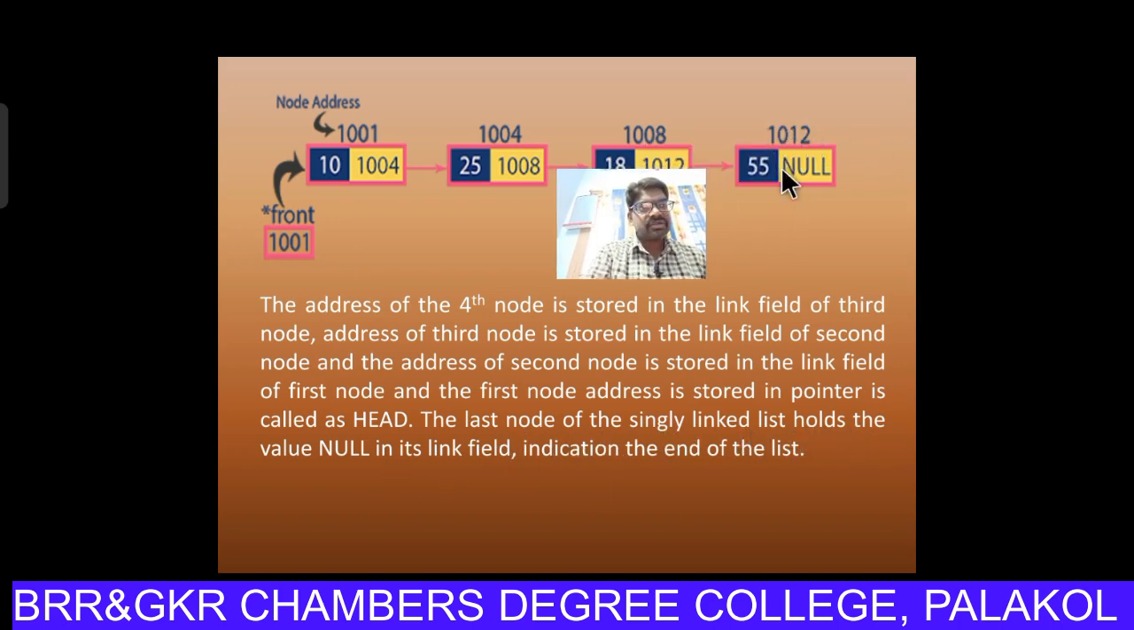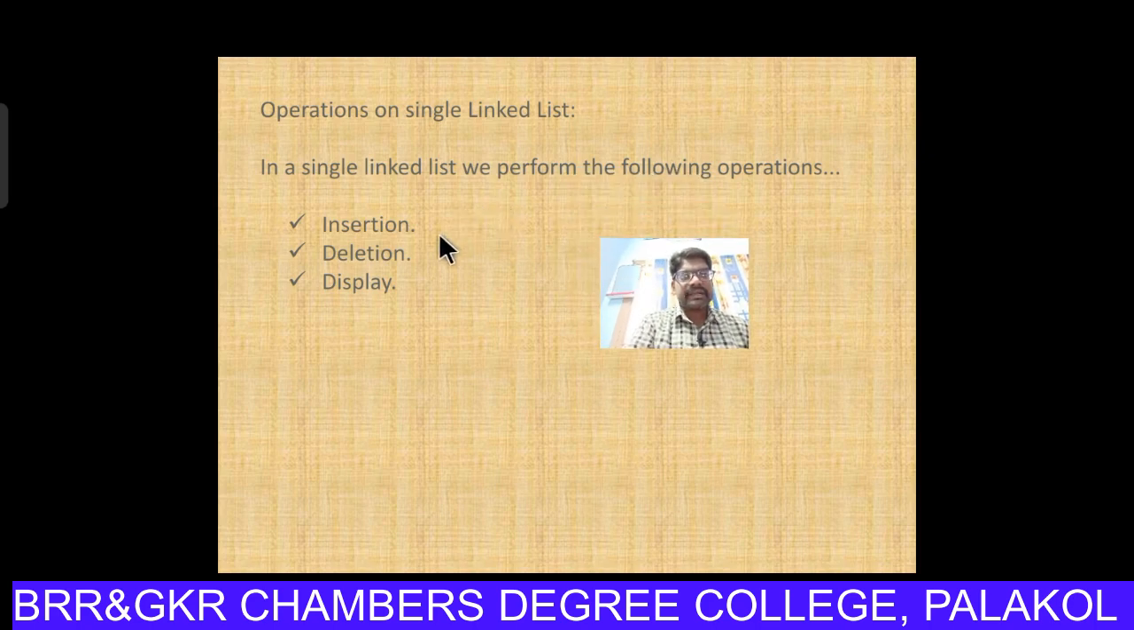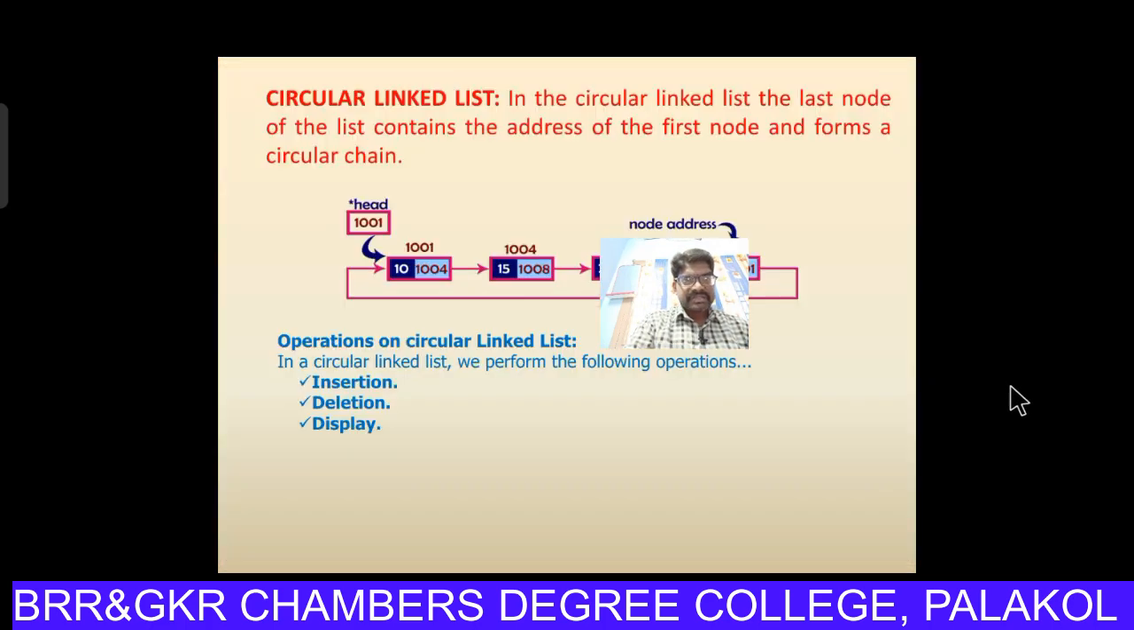So the last node must contain the null value in the link field, which indicates the end of the list. If the last node address field has the null value, this is the end part of the linked list. So what are the operations performed on a linked list? Majorly we have to perform three operations: one is insert the data, deletion of the data, and you have to display the data here. Okay, so this is the single linked list.